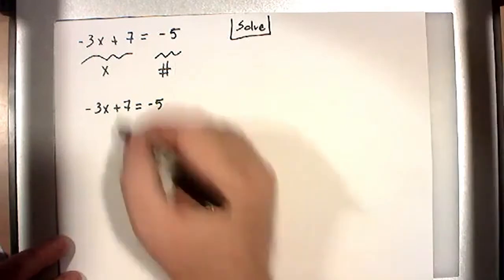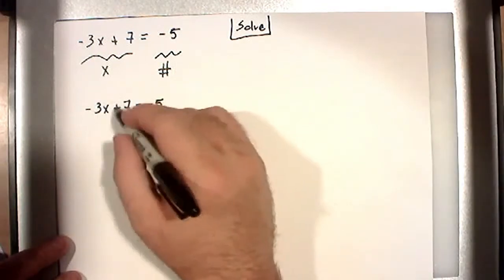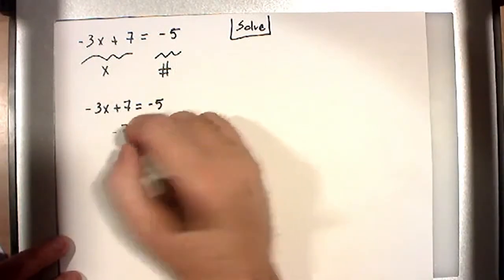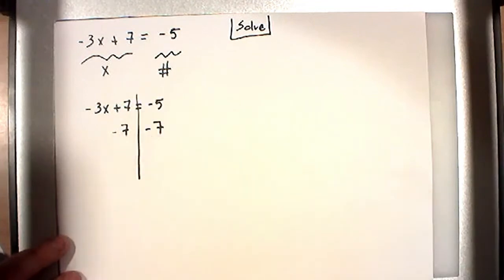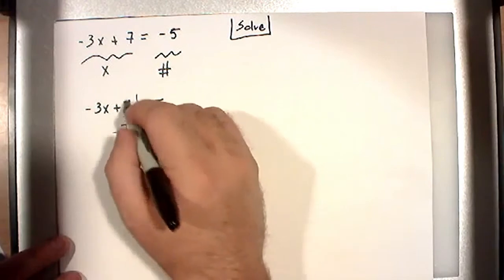So we're going to go ahead and get rid of the plus and the minus first. I'm going to get rid of the plus 7 with a negative 7. Make sure you do it to both sides. If you want to, draw a little line down the middle. Some people like that. Totally up to you.